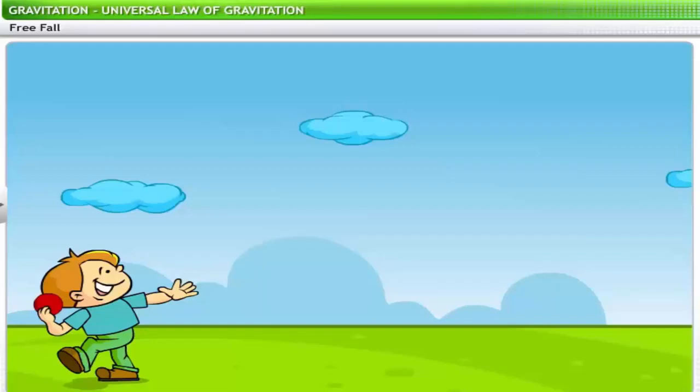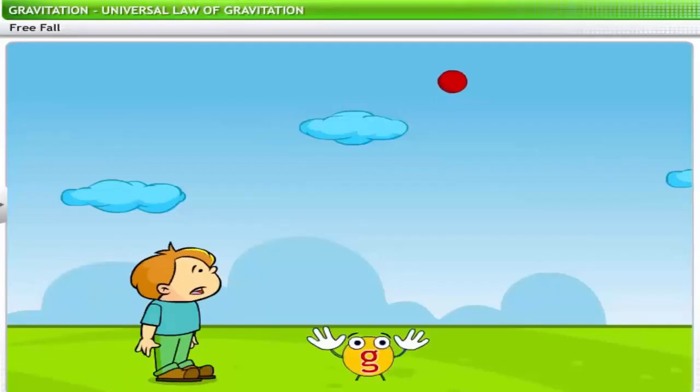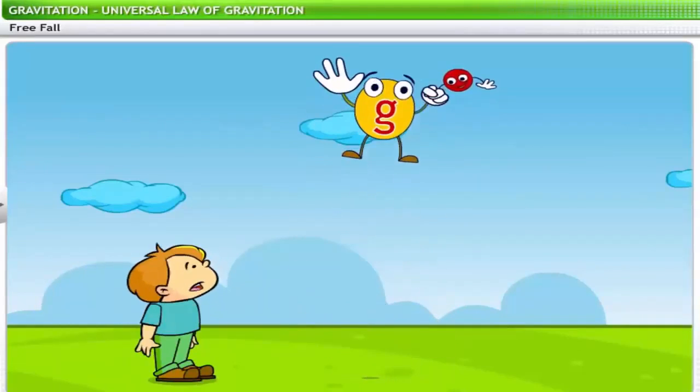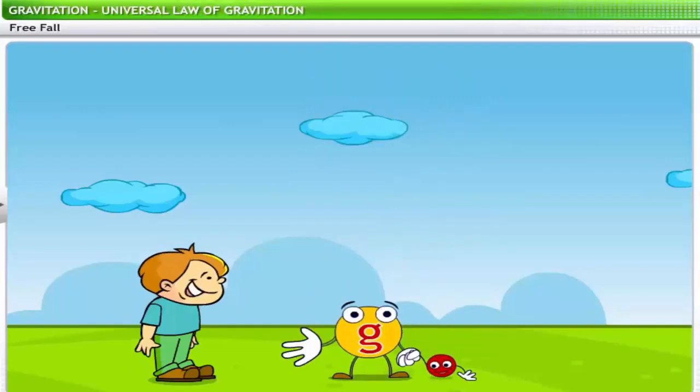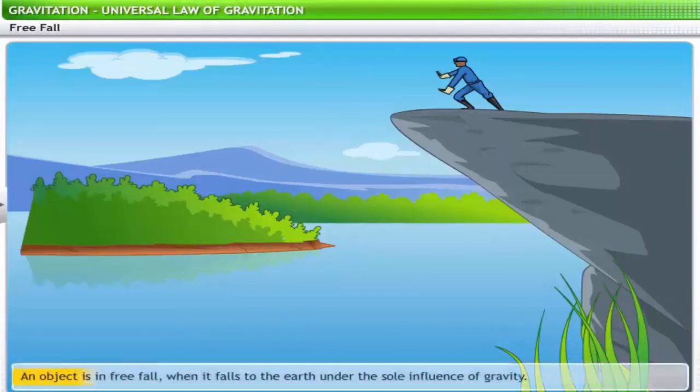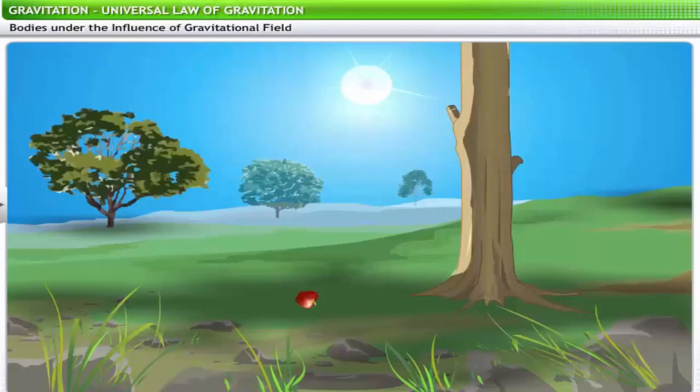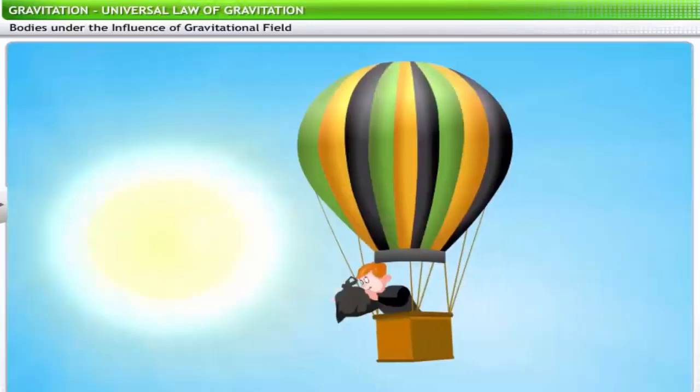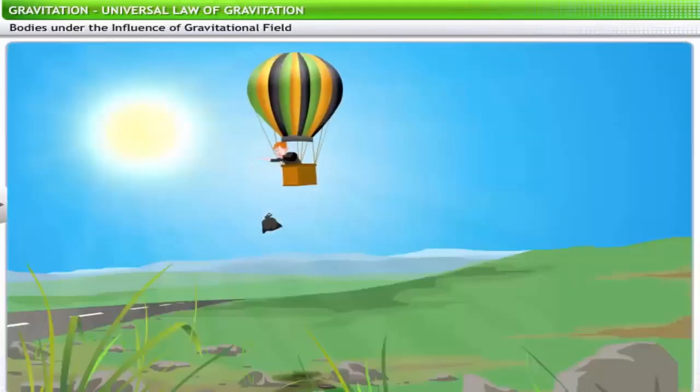As we mentioned before, when you throw an object up, it comes down due to gravity. Thus, when an object such as this boulder is pushed or thrown from a height, it falls to the earth. Such an object is said to be in free fall. An object is in free fall when it falls to the earth under the sole influence of gravity. A fruit falling off a tree or a sandbag thrown off a hot air balloon hurtle towards the earth in a free fall.